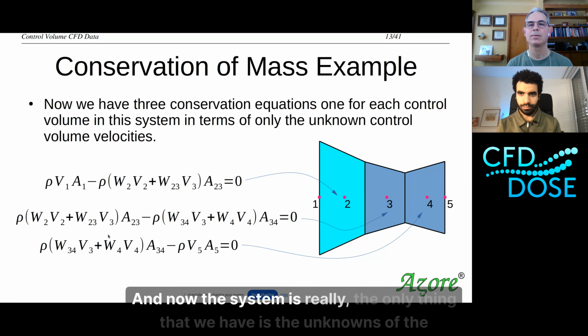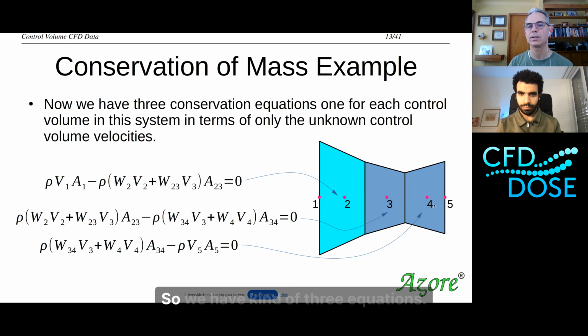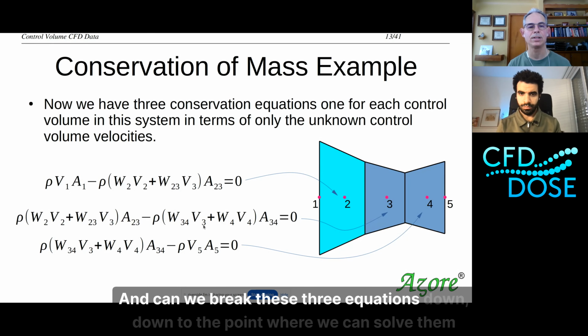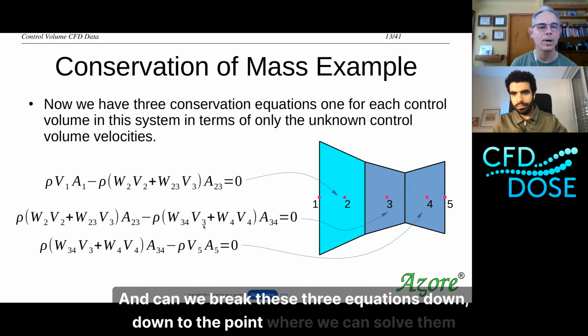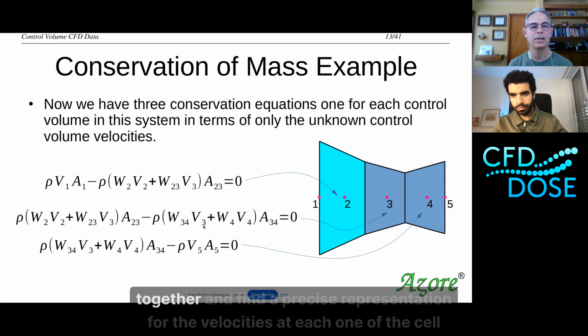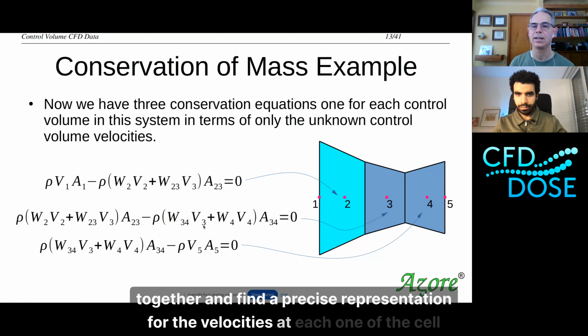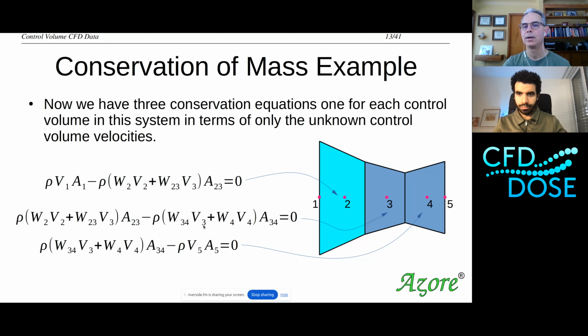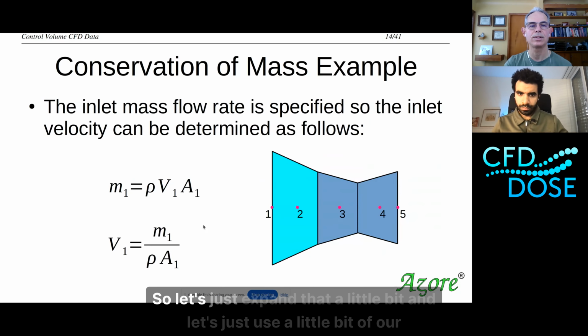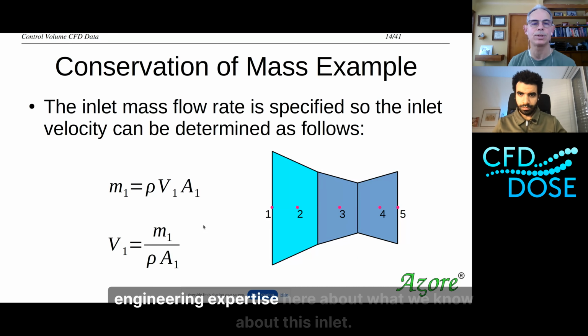And now the only thing that we have is the unknowns of the velocities at these locations. So we have three equations, and can we break these three equations down to the point where we can solve them together and find a precise representation for the velocities at each one of the cell centroidal values? So let's expand that a little bit, and use a little bit of our engineering expertise here about what we know about this inlet.